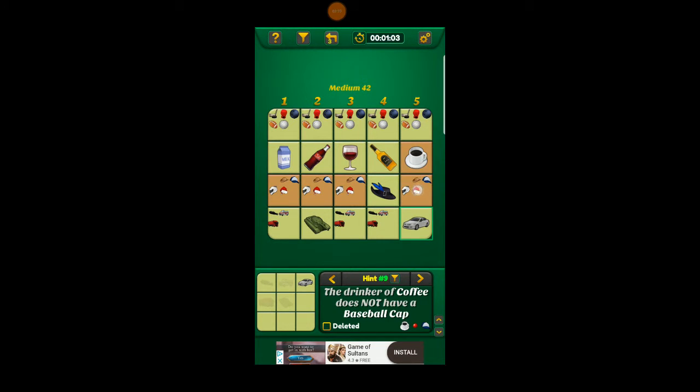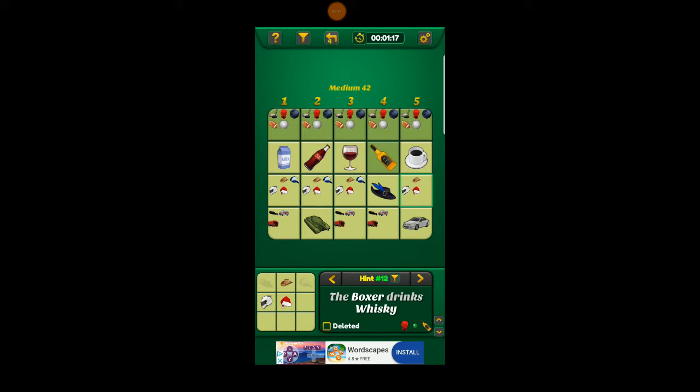Moving on. Okay, but the drinker of coffee does not have a baseball cap. So we're only going to touch it quickly to get rid of the baseball cap from this one only. Again, we're not going to need this clue anymore because we've gotten the value out of it. Okay, the boxer drinks whiskey, so we're going to hold down the boxer. And delete the clue. Okay, the owner of the submarine does not drink milk. So we're going to take away the submarine. And the clue because we've gotten its value.